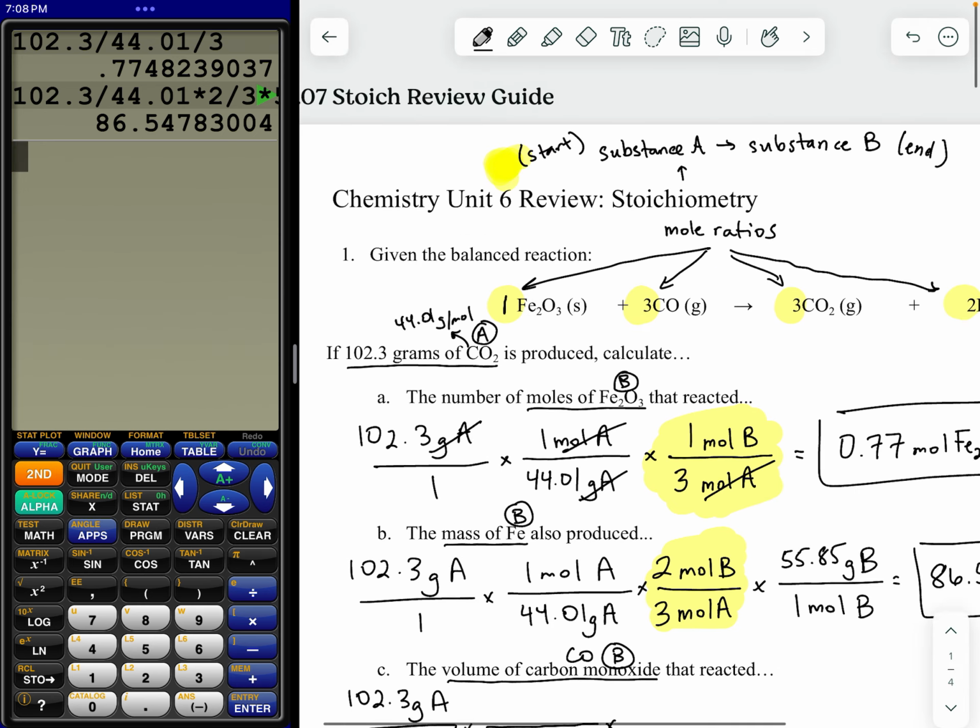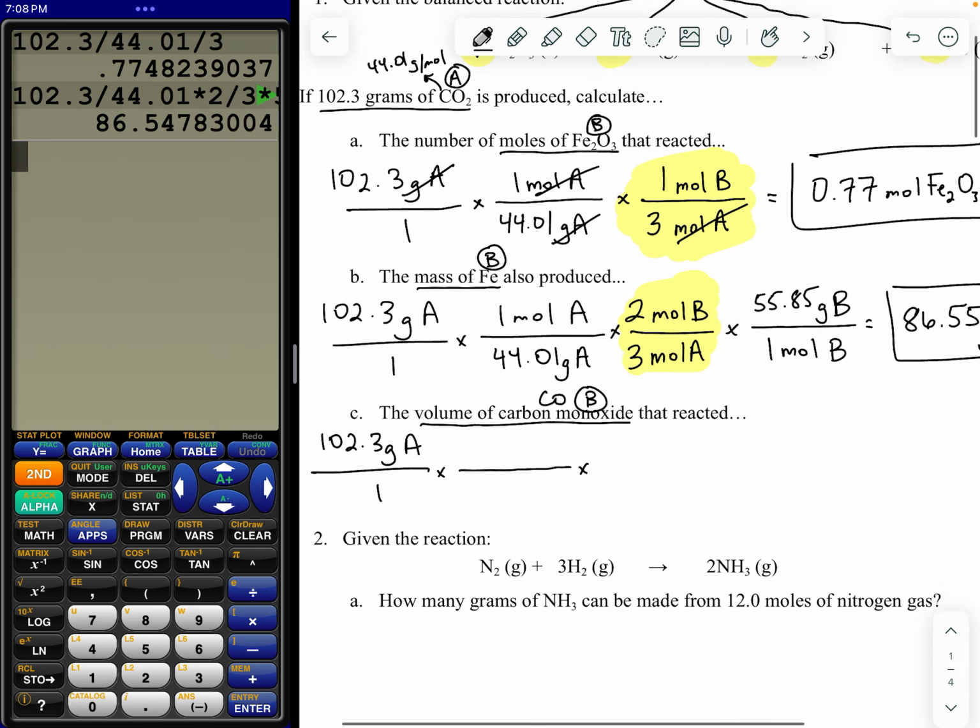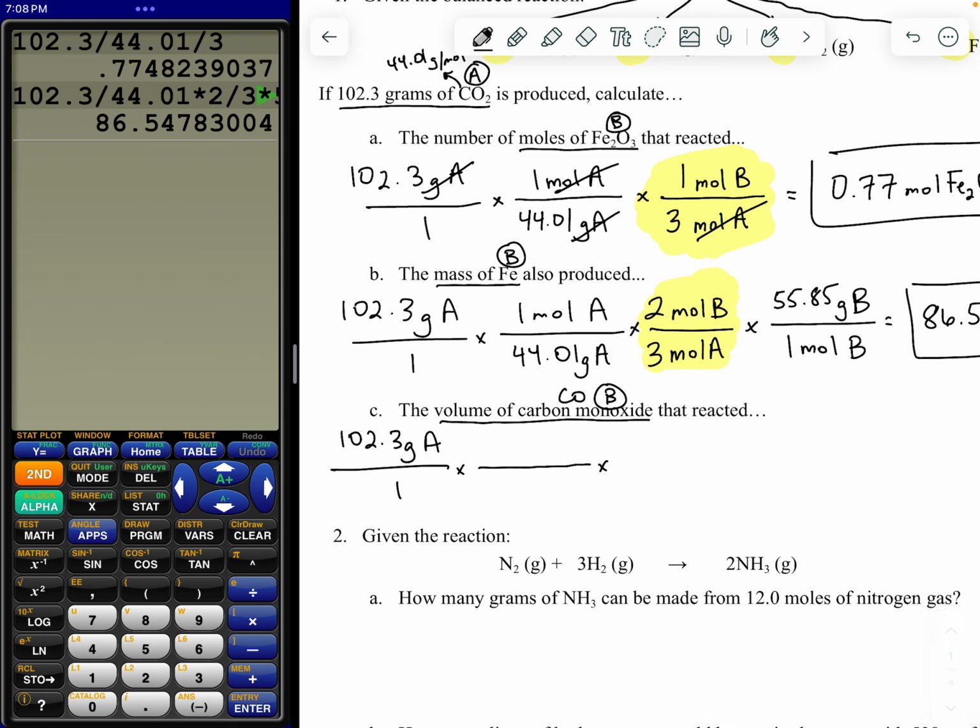CO is not the same as CO2, as we can see. They are 2 separate things. So we are going to connect the product of carbon dioxide to the reactant of carbon monoxide. And I know that this is going to be another 3-step problem.